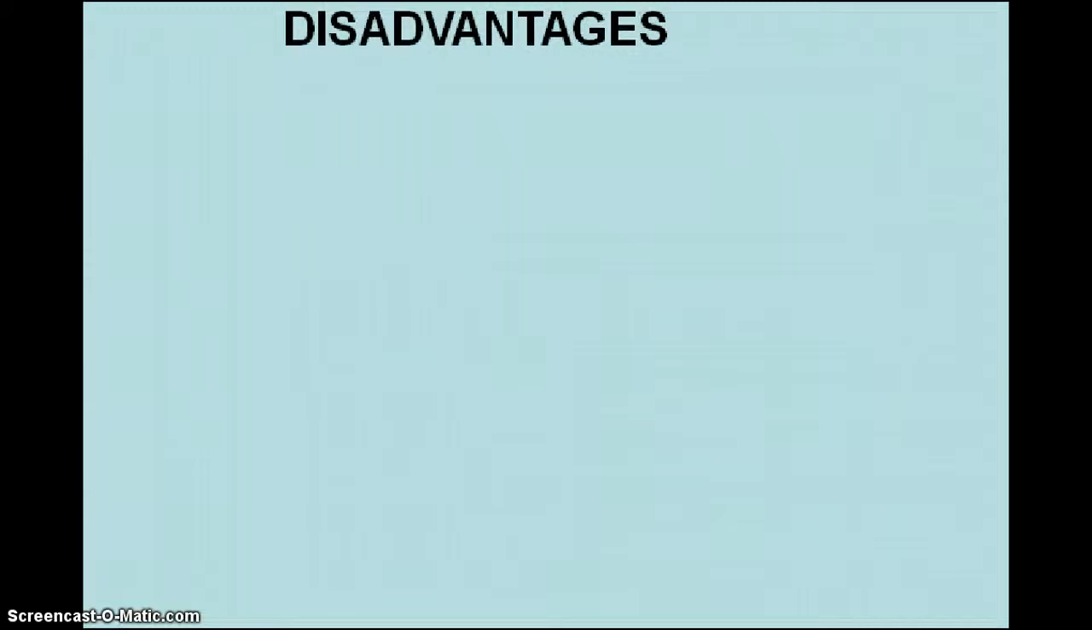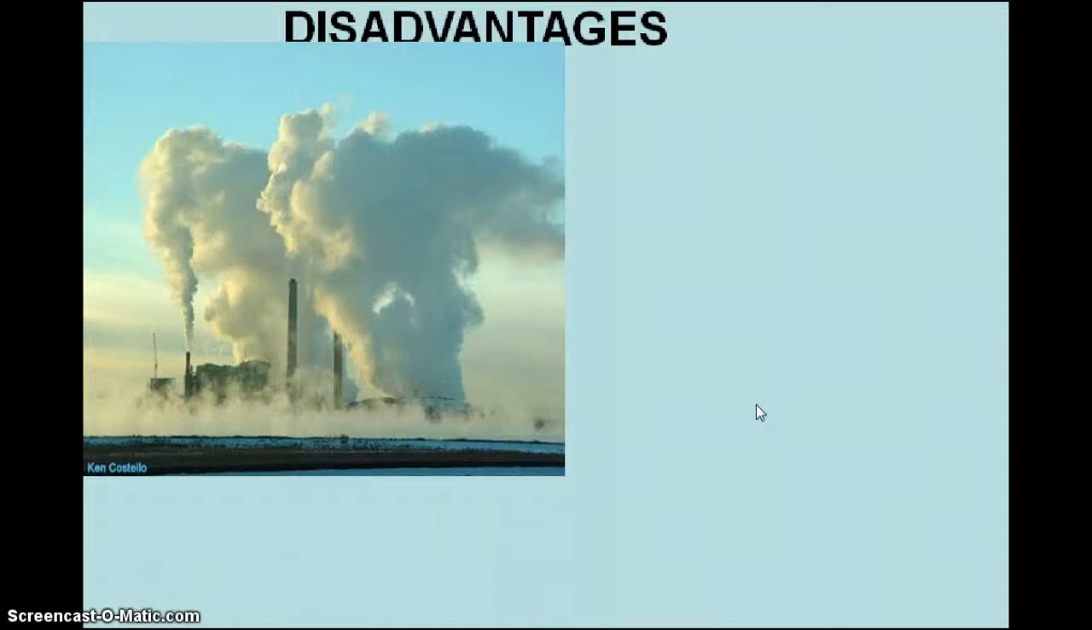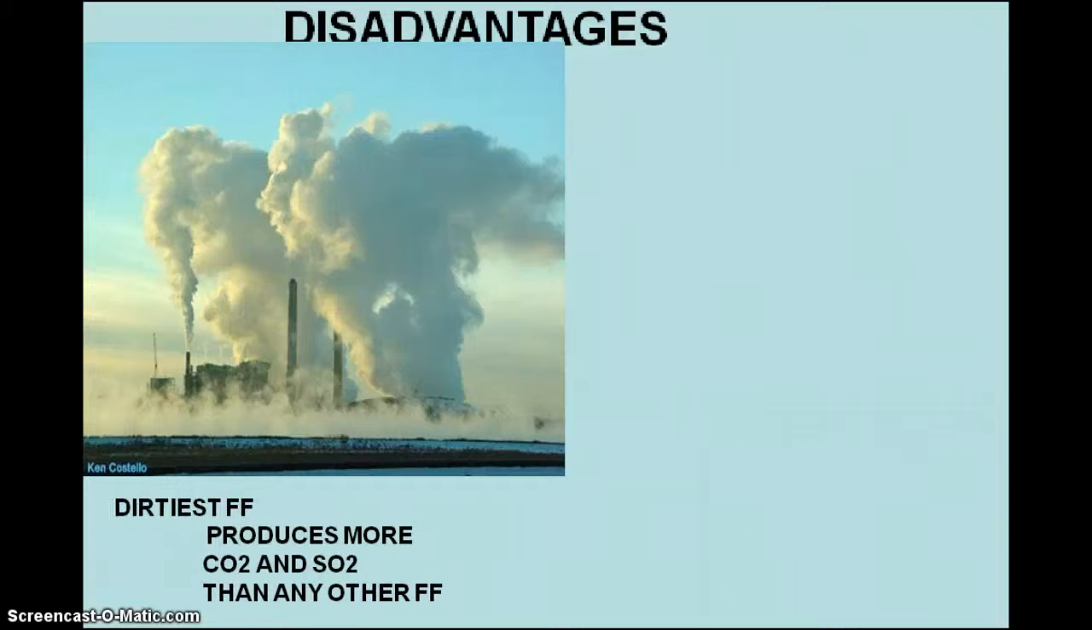So disadvantages, again, in comparison to other fossil fuels, which you haven't even learned about, or other alternative energies. It's super dirty. So you compare coal and think about it. Something solid is going to produce more pollution than something in a liquid state or a gas state. So coal is the dirtiest fossil fuel. It produces more sulfur and more carbon dioxide than any of the other fossil fuels.